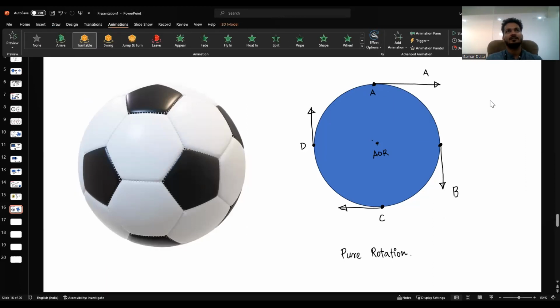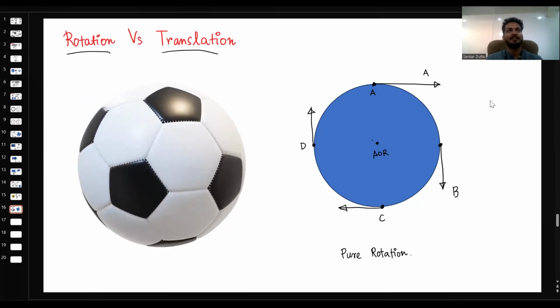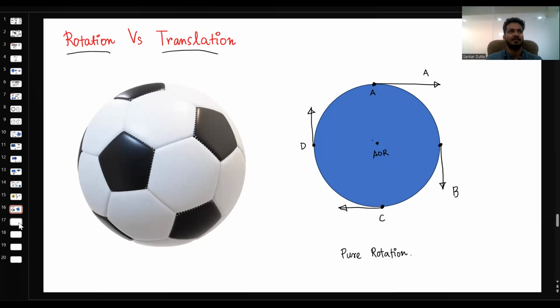Yes, sir. This is what I'm talking about: all the particles moving about a certain point. This is exactly what we are talking about, the rotation part of it.